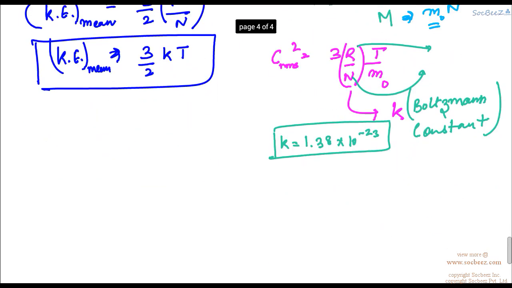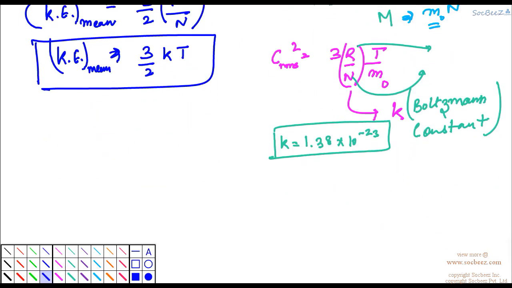So in short, we proved that kinetic energy is directly proportional to just the temperature of the gas. It has nothing to do with any other thing. It is just directly related to the kinetic energy of the gas.